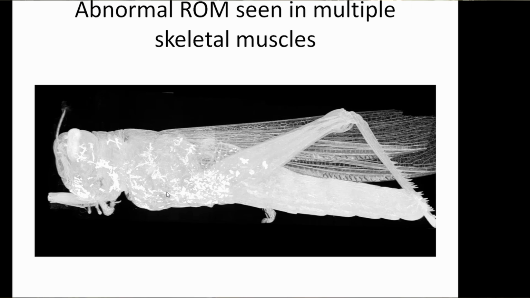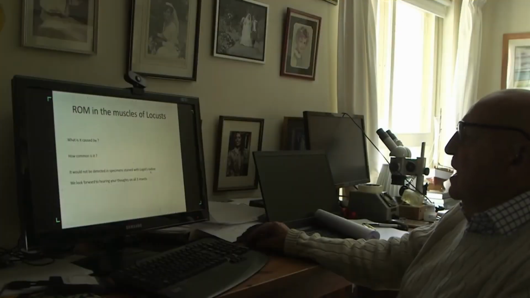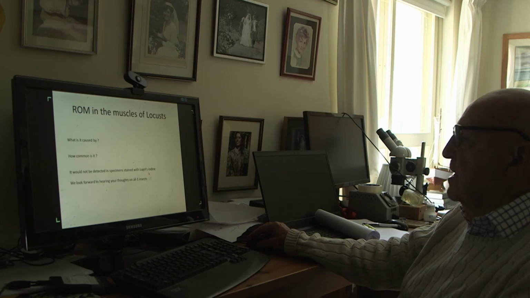Is it something that people commonly see? I certainly haven't. I wonder whether it's been caused by some kind of infection which has been walled off. How common is it? I'm going to bang on yet again by saying we wouldn't see this appearance had we stained the locust with Lugol's iodine.